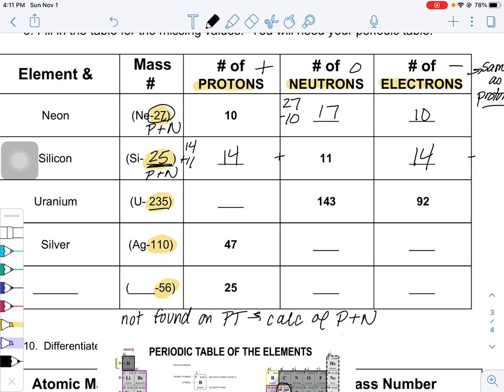Okay, uranium, this is a large one. Uranium-235. I have a couple options here. I could go right to the periodic table and look up my protons, but I also have some information just right here on my list. Again, we know protons are always going to be the same as electrons, and again, mass number is a calculation of both of those. So if I know my total minus my protons, that should calculate out to be the same, number 92.